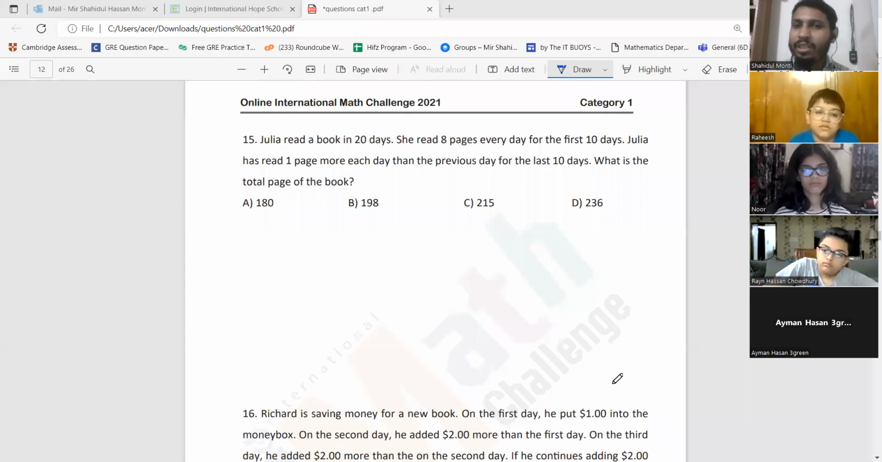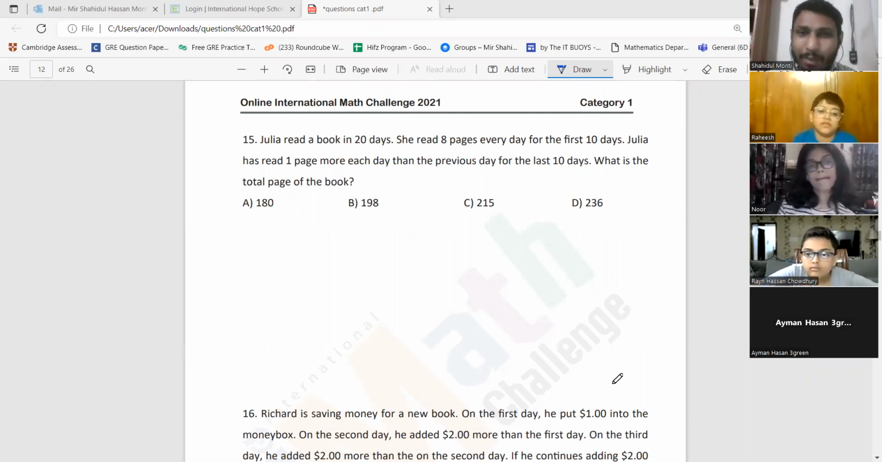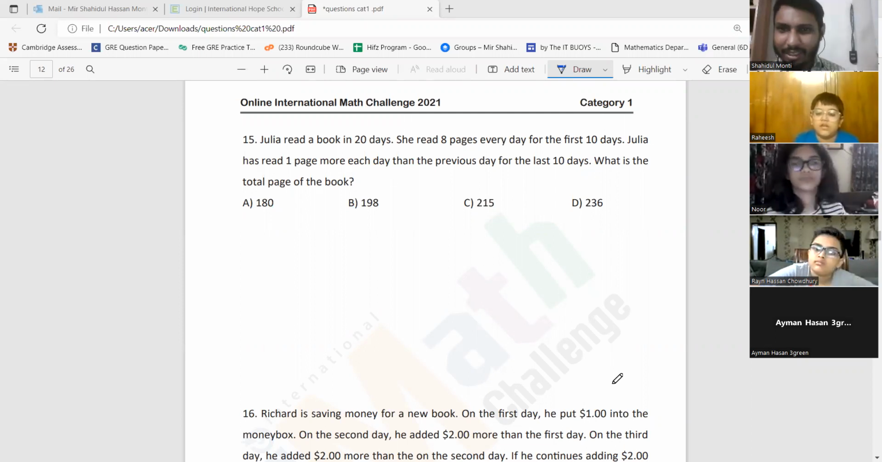Julia read a book in 20 days. She read 8 pages every day for the first 10 days. Okay, so 10 days, 8 pages every day. So 10 into 8, 80. I can understand that. Julia read 1 page more each day than the previous day for the last 10 days. For the last 10 days, the number of pages will increase by 1.